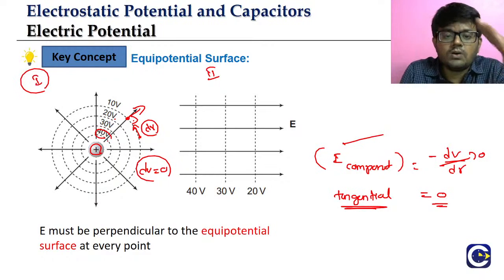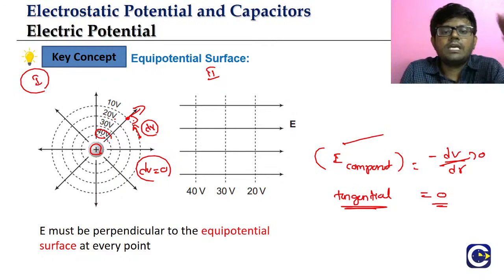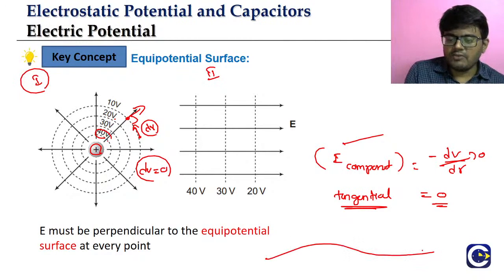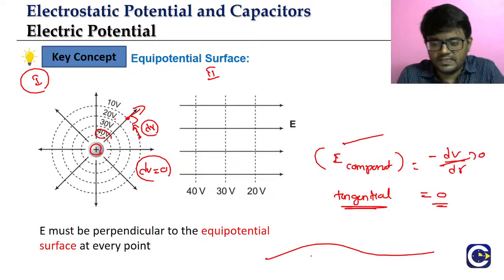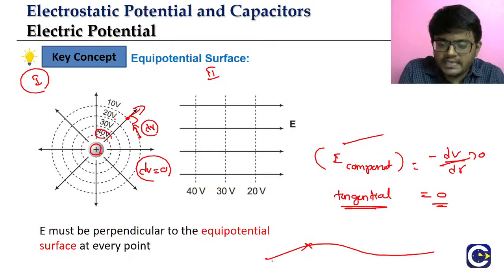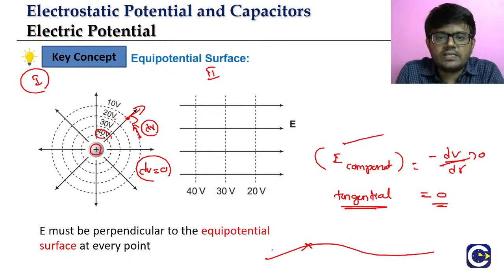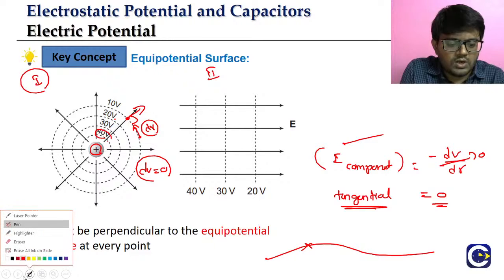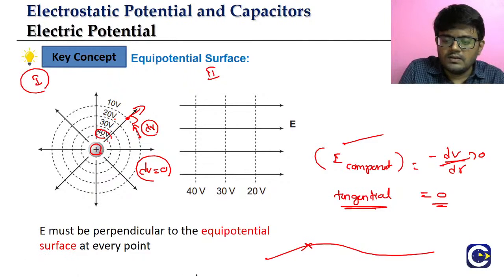Electric field will be what? Always perpendicular to the equipotential surface. That is the relation. See, somebody is giving us an equipotential surface like this, some random surface. At this point, they are asking us, show the direction of the electric field. How do you show the direction of the electric field? You just have to draw a tangent.